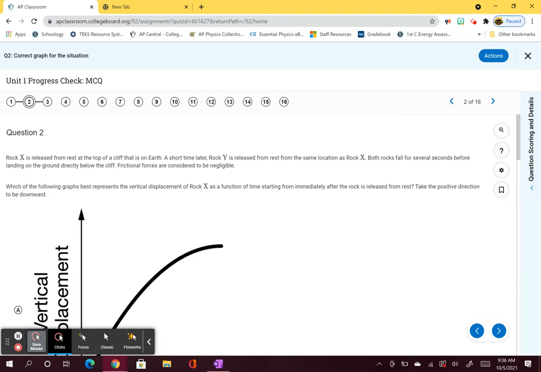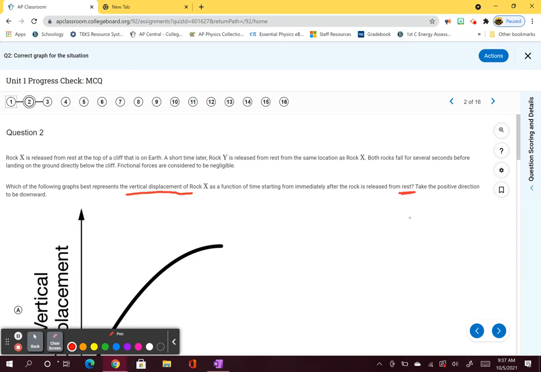Which of the following graphs best represent the vertical displacement of rock X as a function of time, starting immediately after the rock is released from rest? Oh, there's that rest again.